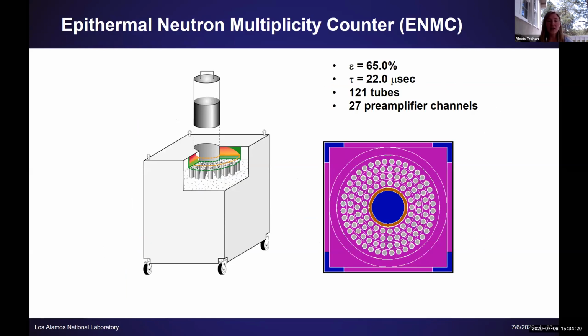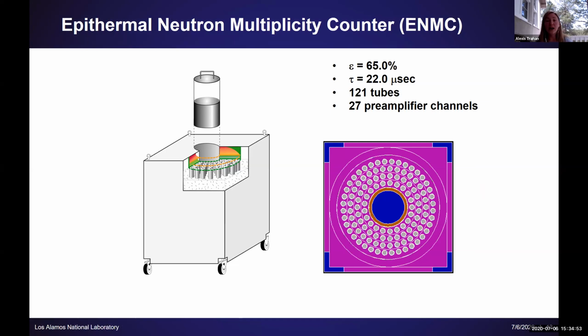Okay, so this is an example of a multiplicity counter. As I mentioned, a multiplicity counter has to have very high efficiency. 65% is pretty high for a non-destructive assay instrument. We have 121 helium-3 tubes in this system, and the die-away time is 22 microseconds, which is essentially a parameter capturing how long neutrons can live in this system. You use that parameter to determine the gate width that I just mentioned, but that's probably beside the point.